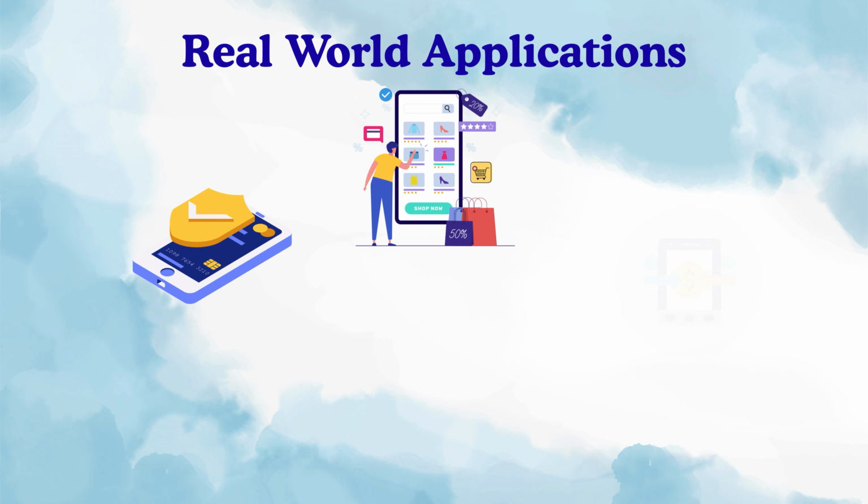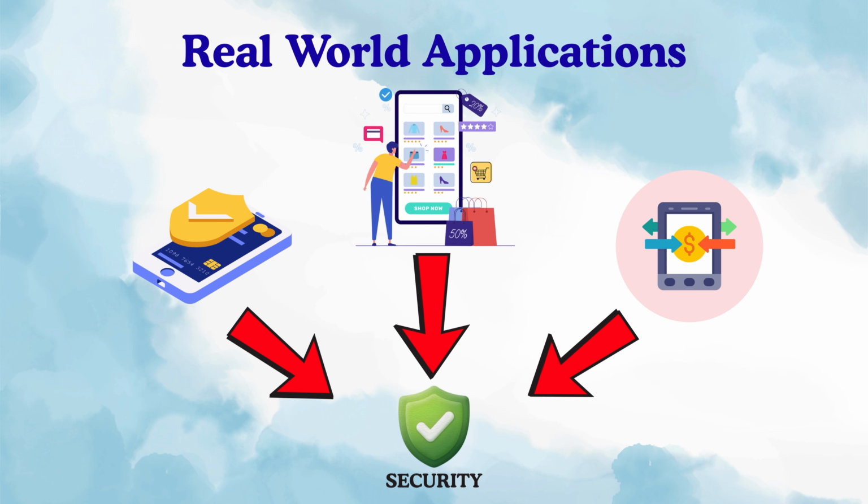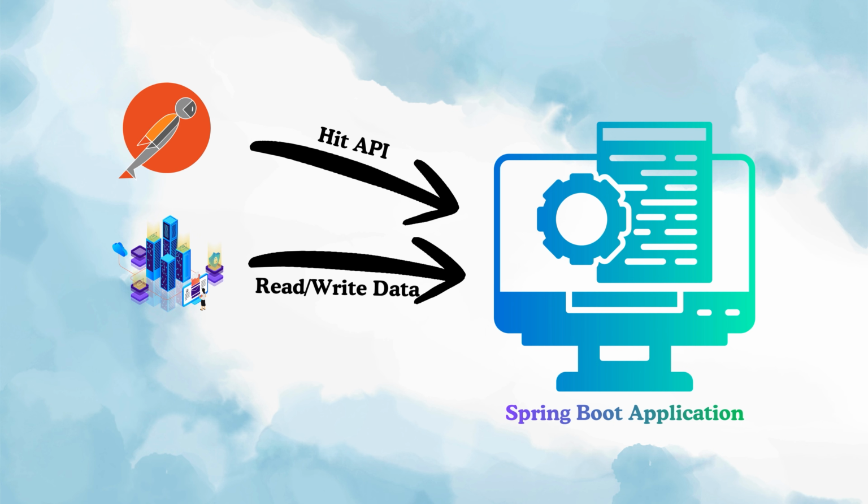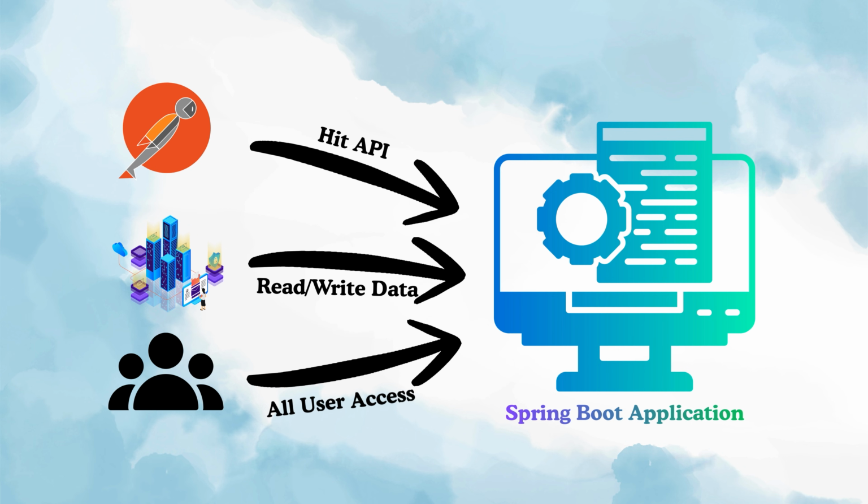Every real world application that you see today, be it a banking app or an e-commerce platform or some fintech systems, they all have one thing in common: security. Imagine you're building a Spring Boot application with perfectly written APIs and a clean architecture. But anyone can access your APIs, anyone can read or modify your data, and anyone can act as any user. That is not a bug, that is a missing security layer. And this is exactly where Spring Security comes in.